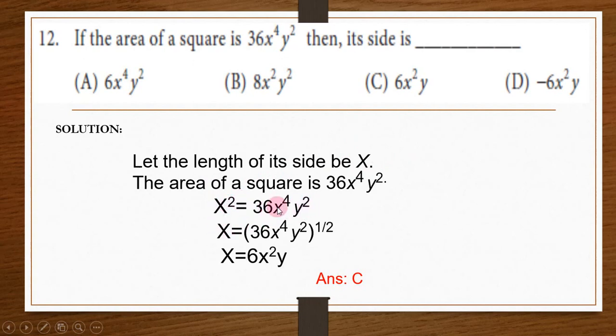So here 2 will be cancelled, so 1. Here the whole power 1 by 2. What do you know about 36? 36 means 6 square, so 6 square power 1 by 2, 6. X power 4 power 1 by 2, x square. Y square power 1 by 2, y. Cancelling the powers we have seen already in last year. So x equal to 6 x square y. So answer C.